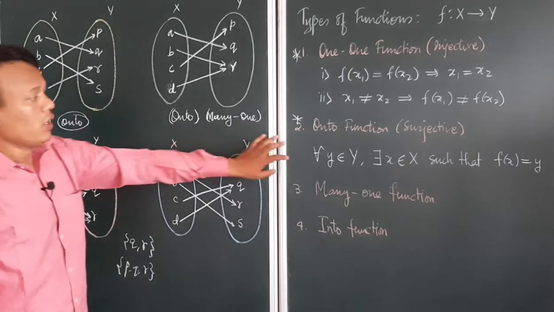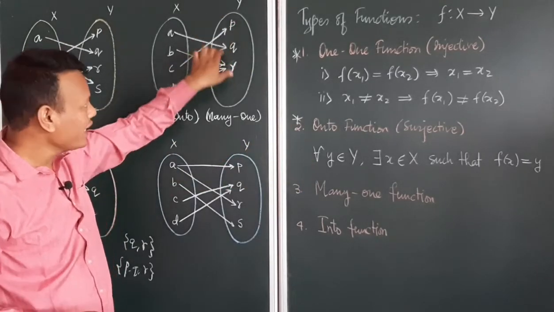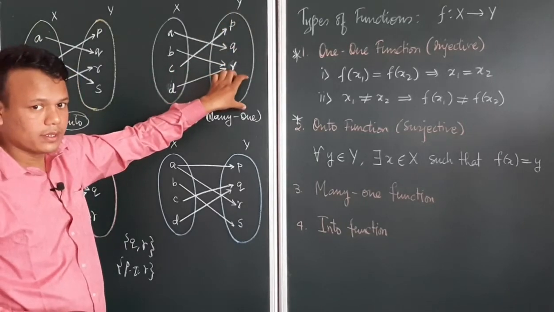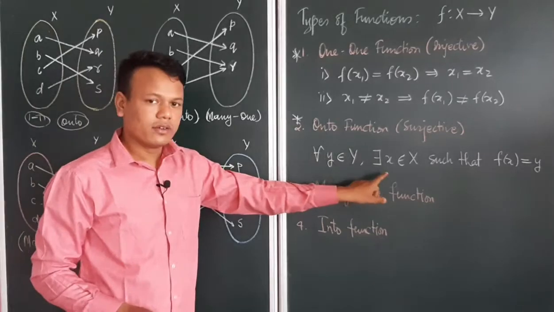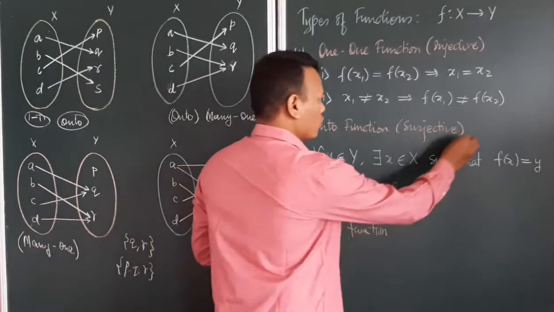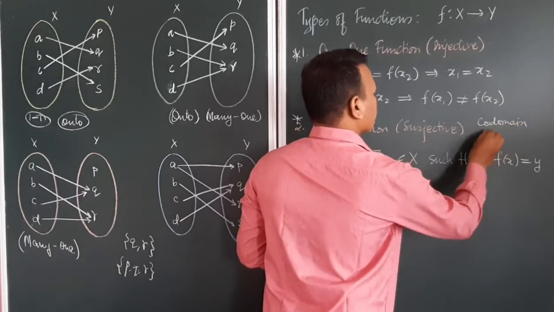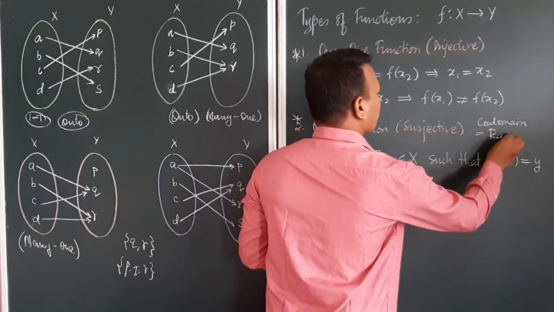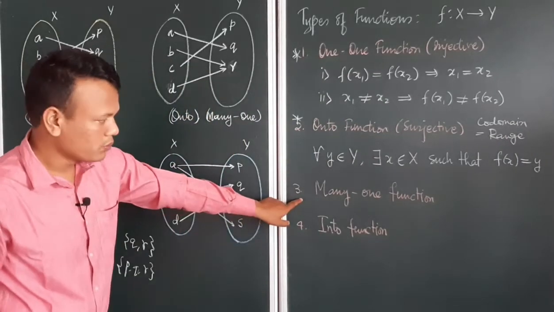So in onto function, what you need to remember is, since all the elements are getting mapped, in onto function codomain and range will be the same. So codomain will be equal to range in case of onto function. Alright, so we have understood many one function.